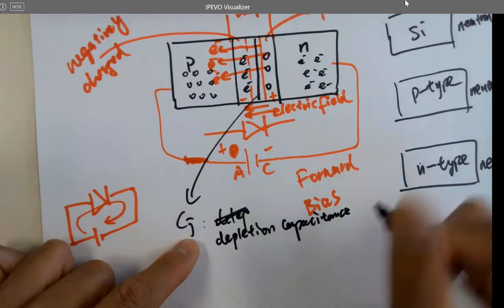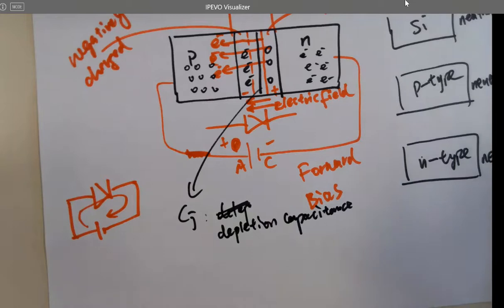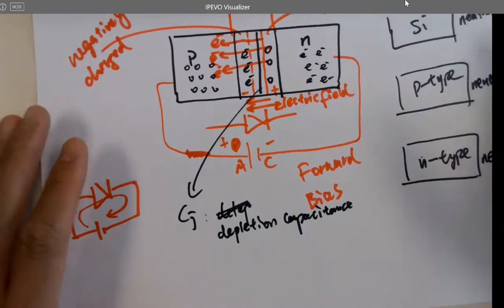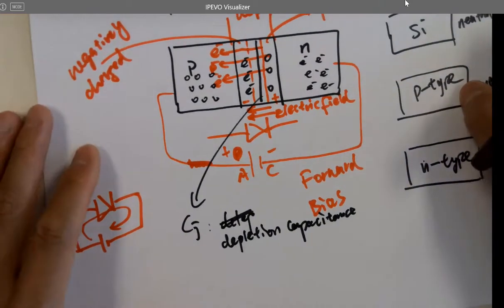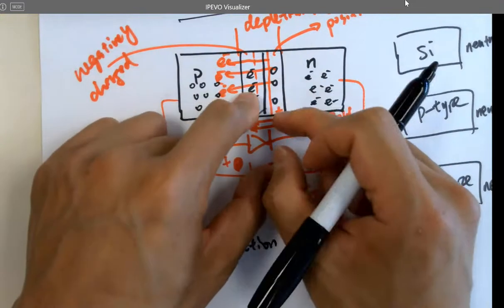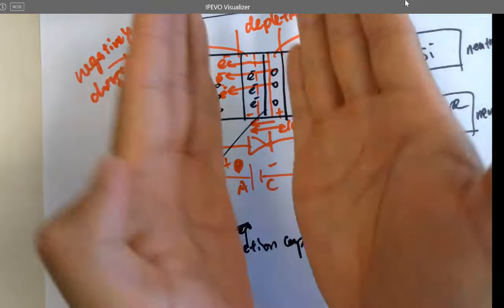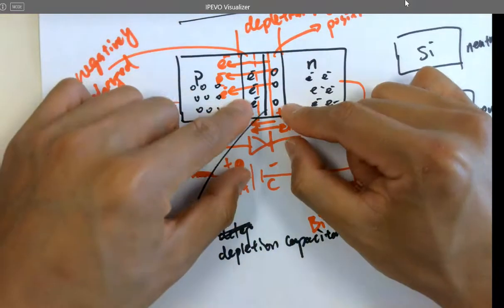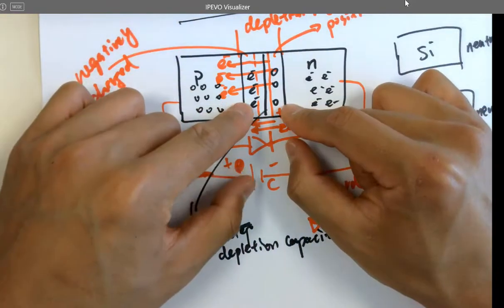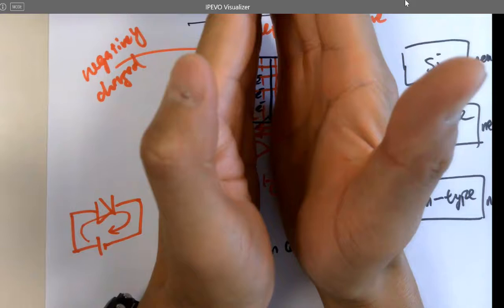Yeah, but this would be called CD, not CJ. The CJ is a junction capacitance. Anyway, CJ is the depletion capacitance. It's a capacitance between these two. It's difficult to understand anyway. It has an electric field, and these two terminals are considered conductive. I've got two plates and an electric field. It's a capacitor.